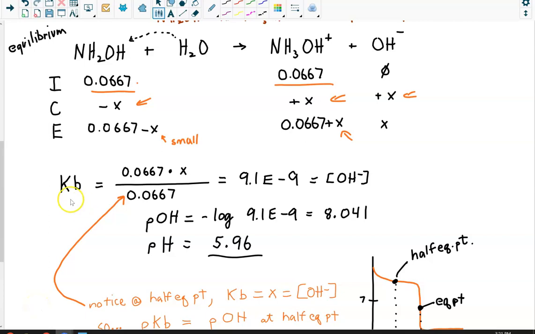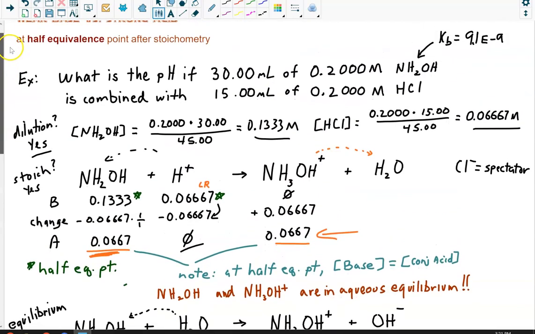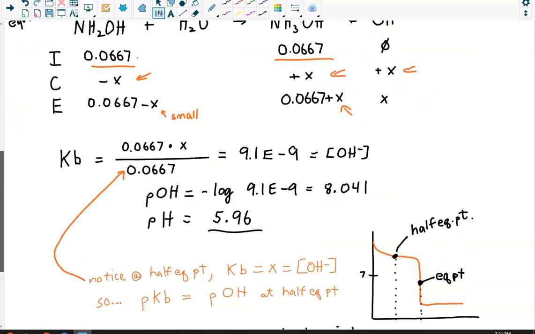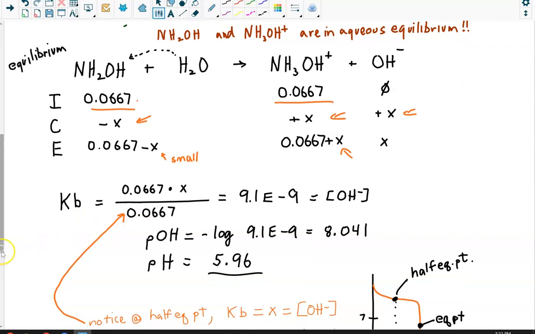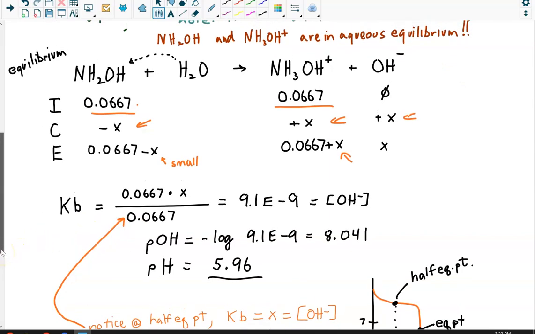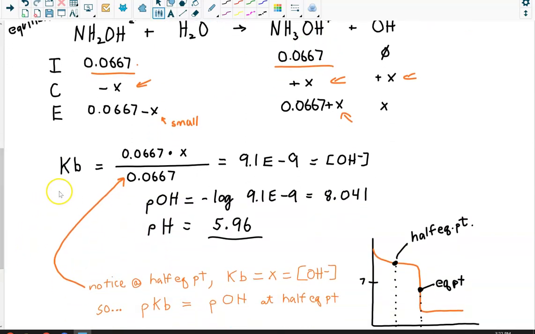Now, NH2OH is a base, and you were given the Kb at the top, right? 9.1 times 10 to the negative 9. So you were given the Kb, and this is the reaction for a base. So you can use the Kb directly. In other words, you don't have to use Ka for the NH3OH plus. So you set up your Kb. It's going to be this times this over this.